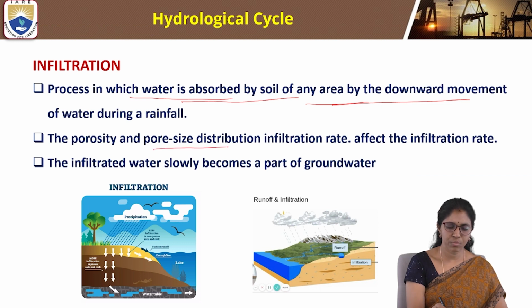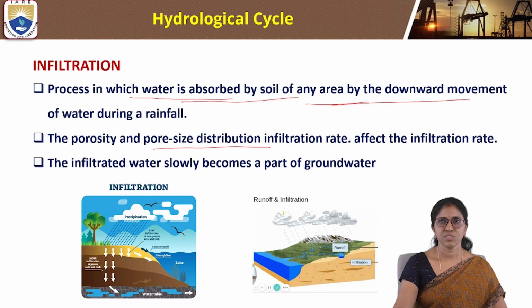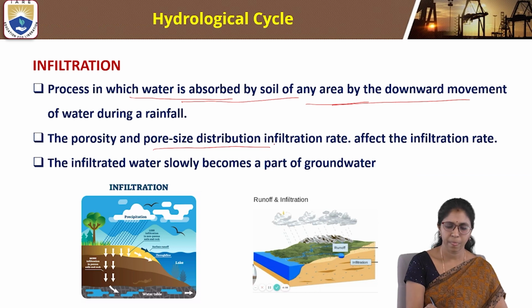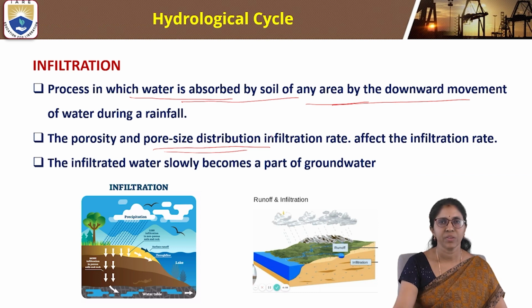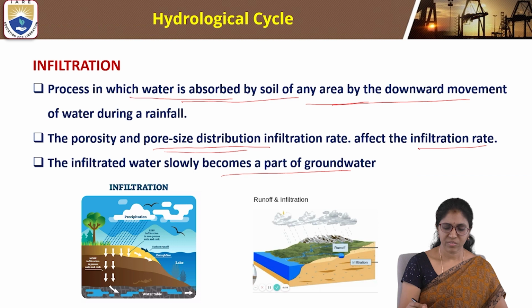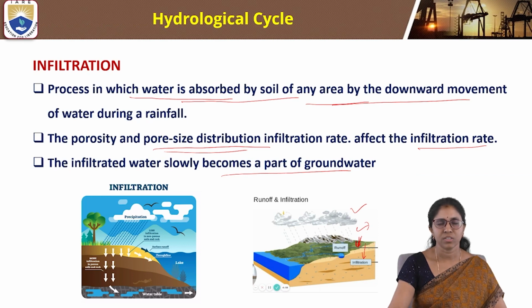Here, the porosity and pore size distribution of the soil can affect the infiltration rate. The infiltrated water slowly becomes a part of groundwater. So when it rains, some of the water is absorbed by the soil, and the infiltration rate depends on the porosity and pore size of the soil. This infiltrated water slowly becomes a part of groundwater.